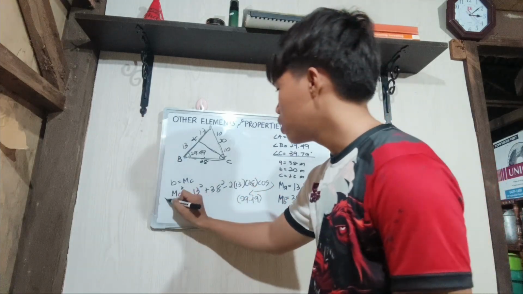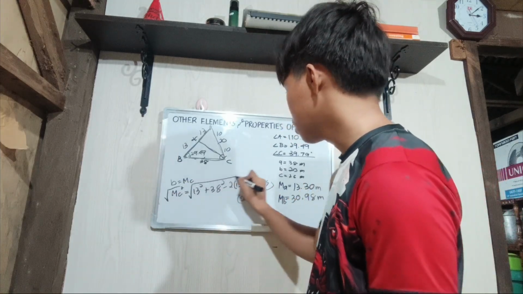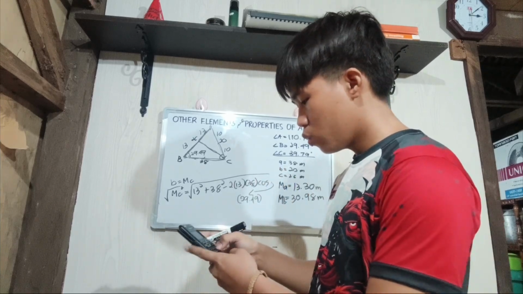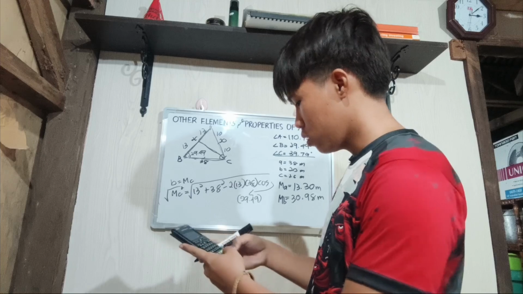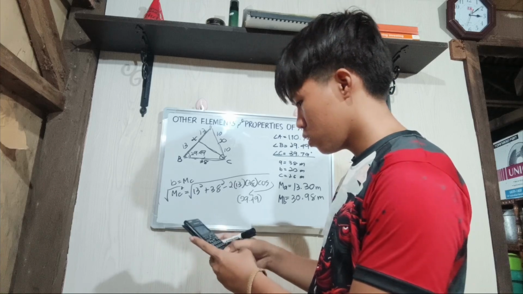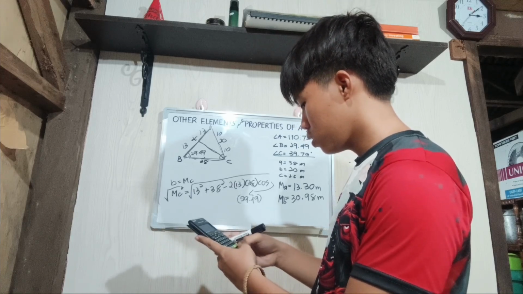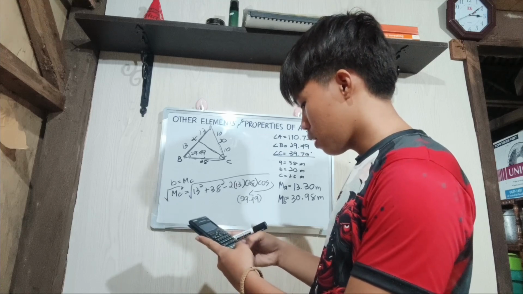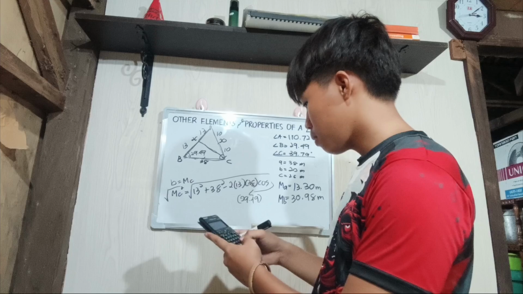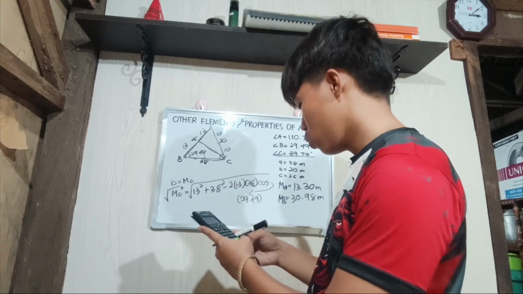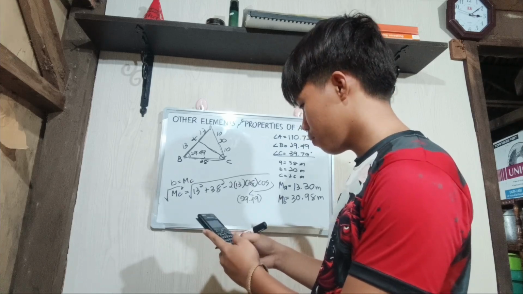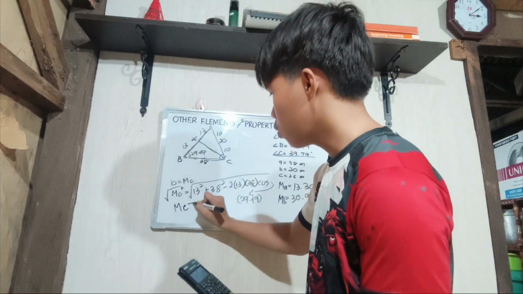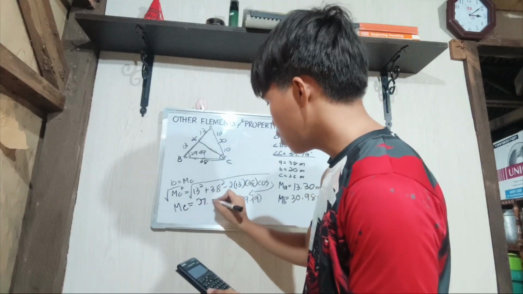So square root this one, then square root this. So square root of 13 squared plus 38 squared minus 2 times 13 times 38 times cos 29.49. So our median C is equal to 27.44.